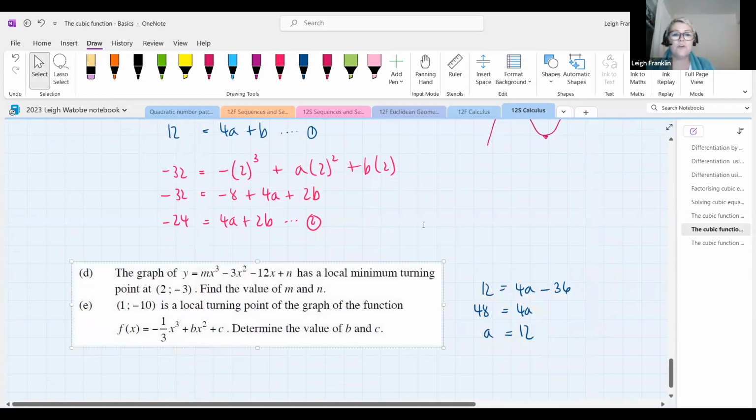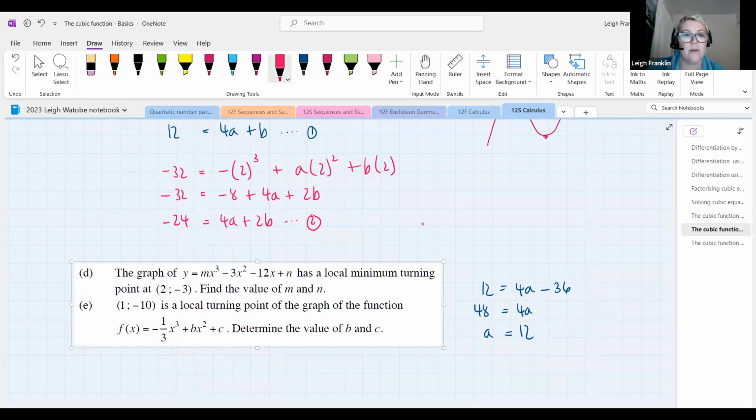Okay, and then you just have to solve those two equations simultaneously. Okay, so this one over here and that one over there.